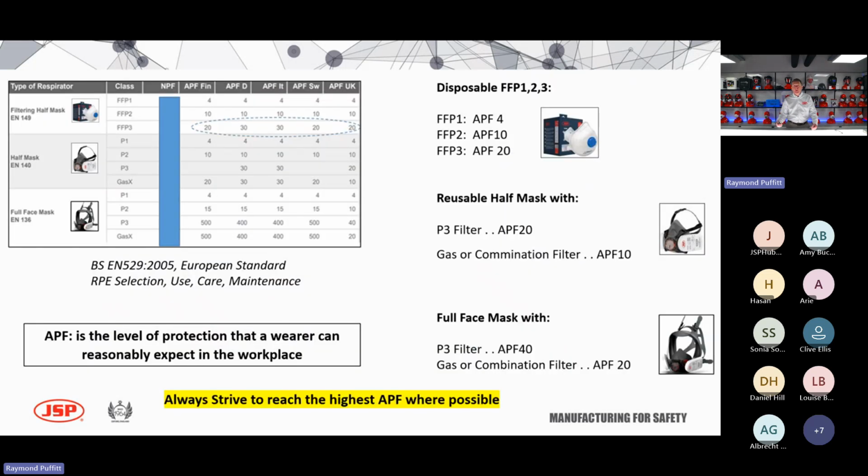Let me go back one. I missed something there. At the bottom there, I've highlighted always strive to reach the highest APF where possible. I don't mean going to the SCBA. I mean, if you can afford it, always go an APF higher if you can.